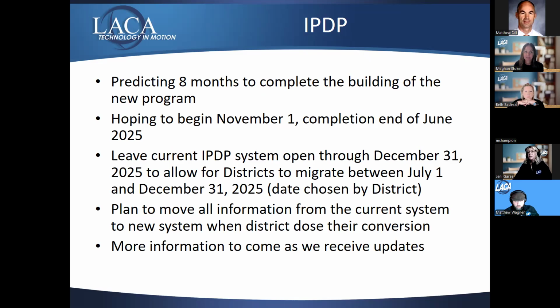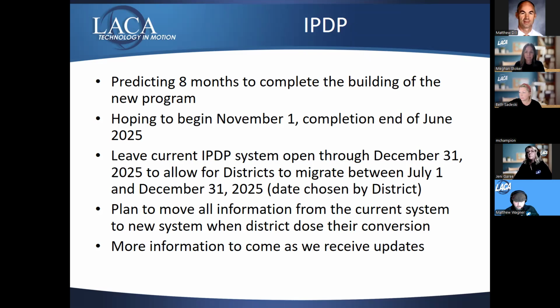I can. I don't have a lot of updates, but last year when the ESS migration or creation was occurring, originally it was thought that the Ippy Dippy system would completely go away. They heard complaints on that. So they are working, predicting to start November 1st. I believe they might have already started it, but they're not ready to tell us that. But they're predicting 8 months to complete the building of the new program. So it would start November 1st with a completion date of June 2025.